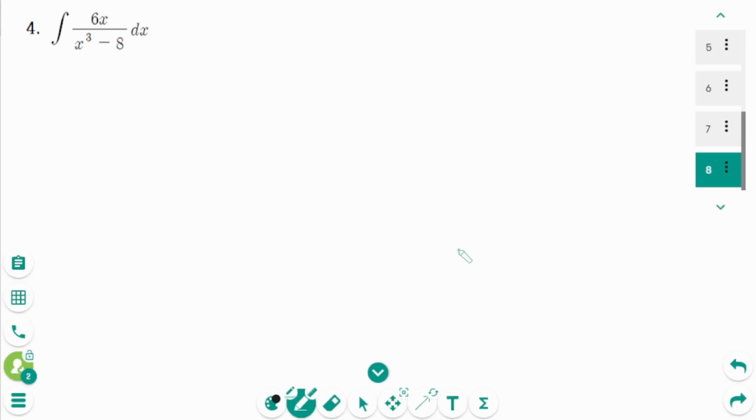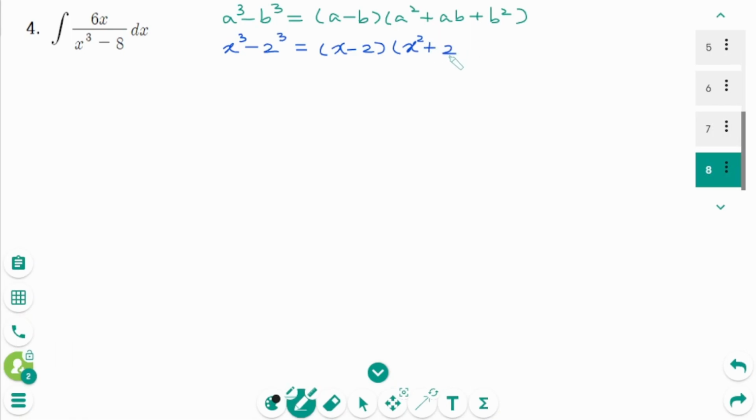Question 4. We can factor the denominator using the difference of two cubes. Use a cubed minus b cubed equals a minus b times a squared plus ab plus b squared. So x cubed minus 8, which is 2 cubed, equals, now a part is x, b part is 2, then x minus 2 times x squared plus 2x plus 4.